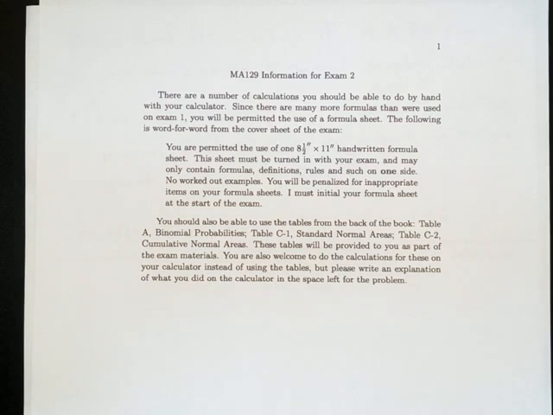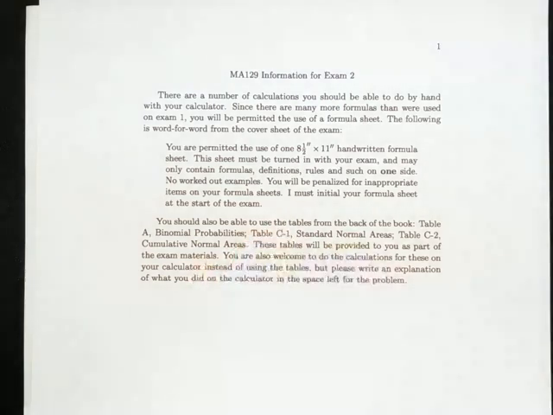This is the thing that I sent you all via email over the weekend. Please note, this is exactly word for word from the front cover of the exam. So I would love for you to all make a formula sheet for this exam. You will need to turn it in to me with the exam. Formulas, definitions, rules on one side, one standard 8.5 by 11 sheet of paper, handwritten, your writing. No worked out examples. You get to turn it in.